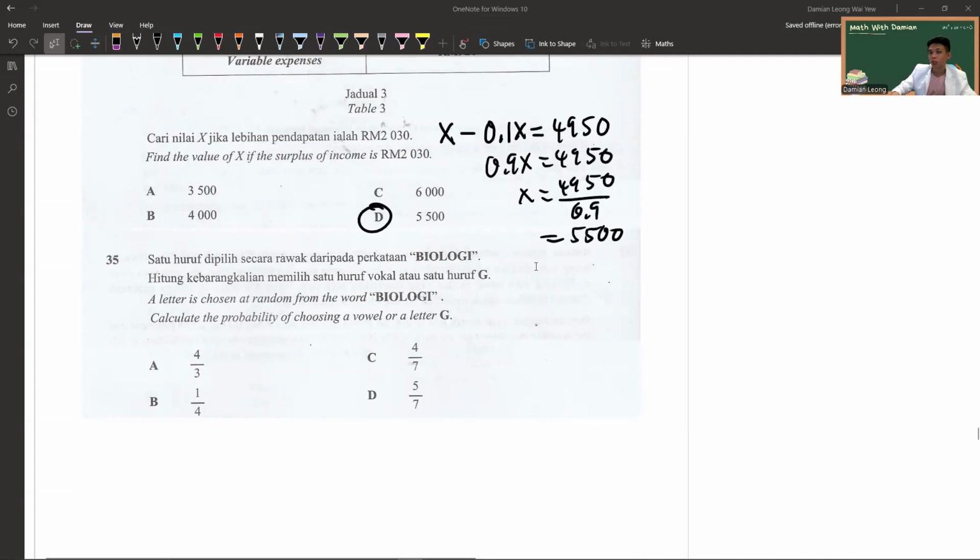And question 35. A letter is chosen at random from the word biology. Calculate the probability of choosing a vowel or a letter G. So vowel or the letter G means we take the union. It can be either. So I have I, O, O, G, I. So 1, 2, 3, 4, 5 selections out of the 7 letters. So probability is 5/7. That's it. The number of outcomes that follow the event over the total number of possible outcomes.